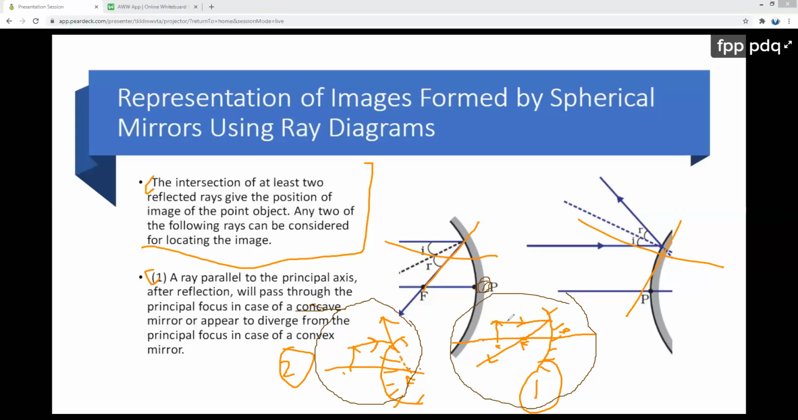Now this line is parallel to the principal axis, so it will pass through the focus. This is the focus, by the way. And in the other case, for a convex mirror, it appears to diverge from the focus, so it does not actually touch the focus, it just appears to diverge from it. So that's the first point. I will be going to the second point.